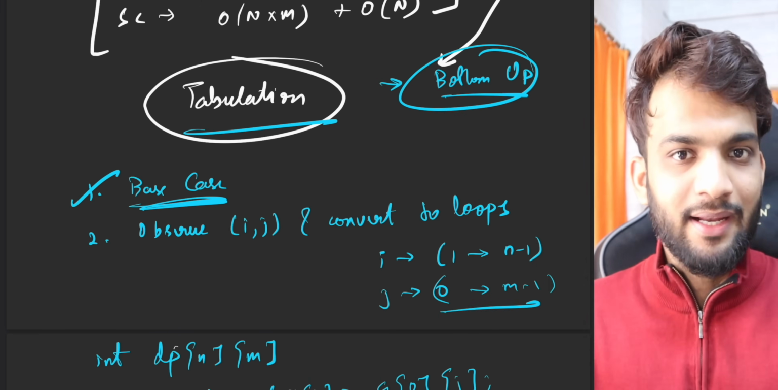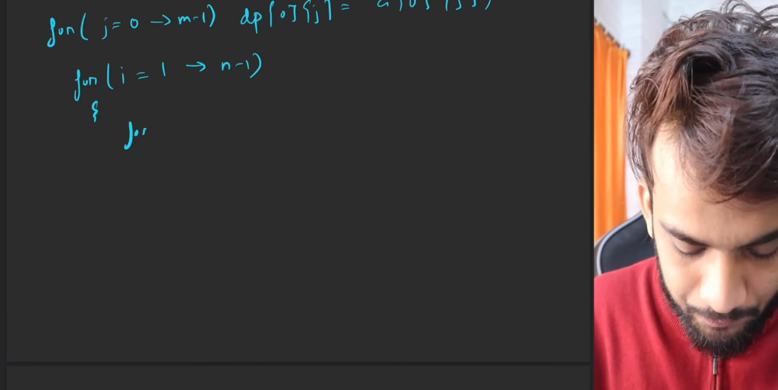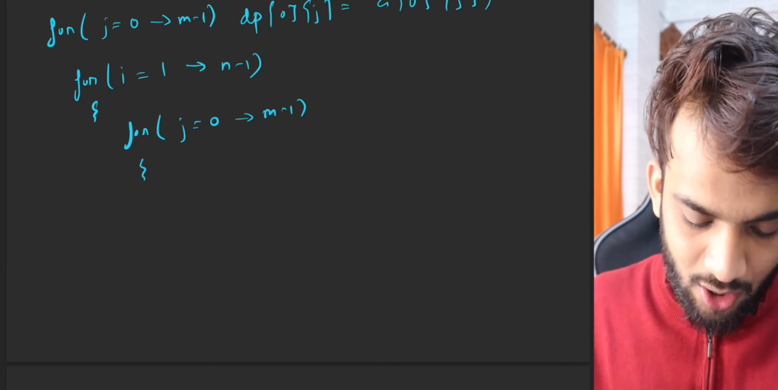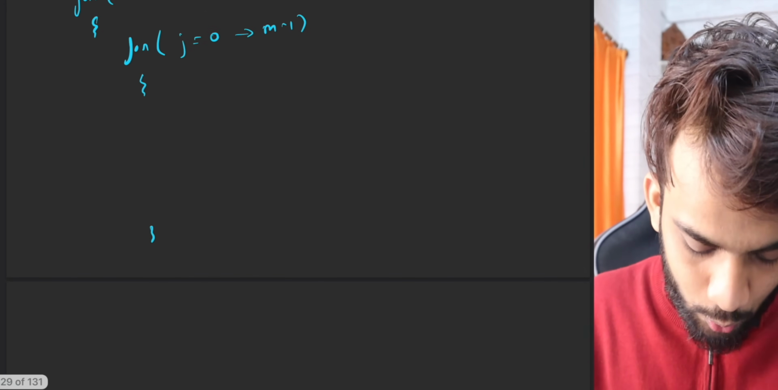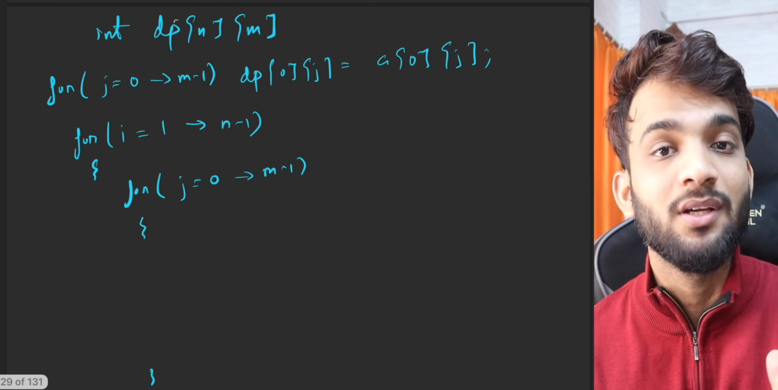For every possible i, that will be the values of j. So just make sure you write that in another loop. j will be from 0 to m minus 1. And that's how you can easily conclude your couple of loops. Once you have written the loop, just copy paste the recurrence.